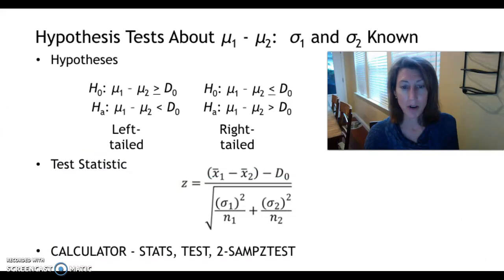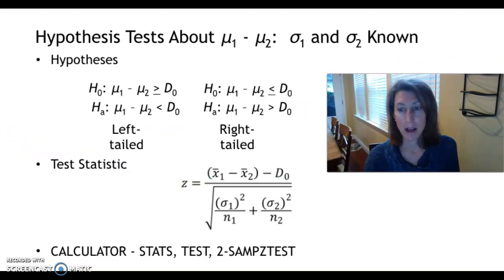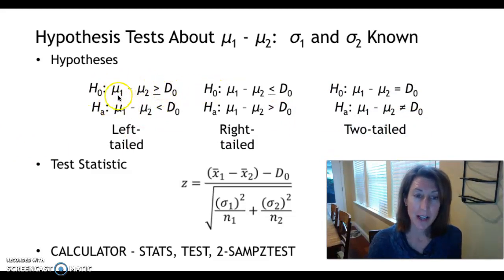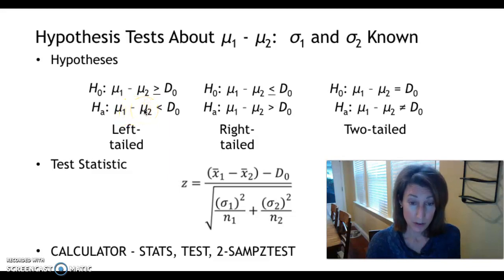So just like before, we're going to have to come up with null and alternative hypotheses, but they're slightly different now. See, there's more going on here. Left-tailed, you're still going to have the less than sign in the alternative. And what are we looking at? We're looking at the difference between the mean 1 and the mean 2 from the different populations.